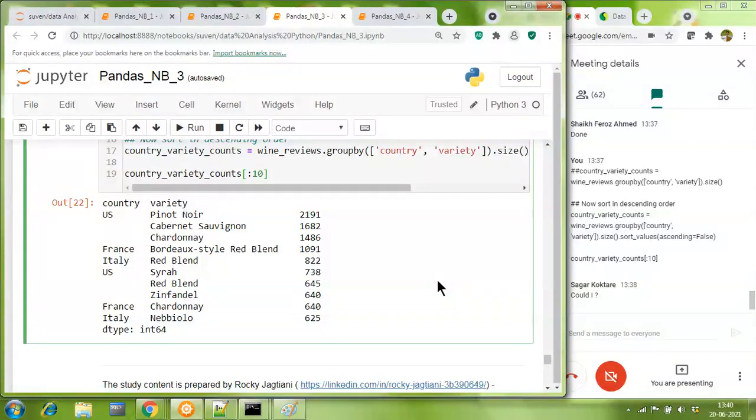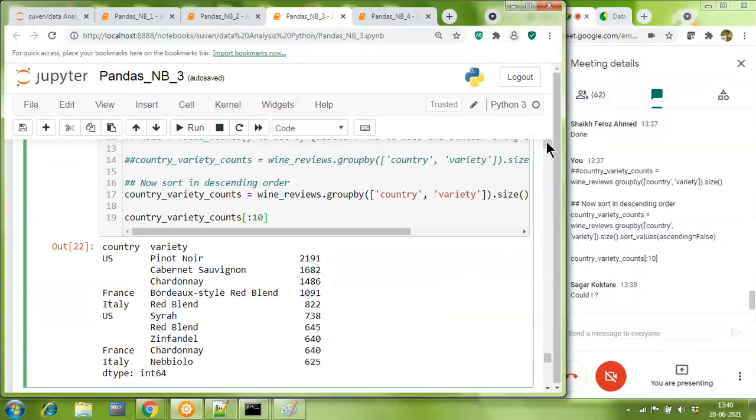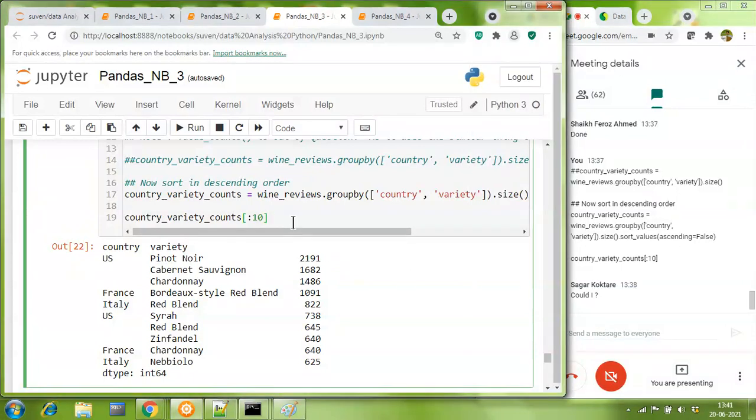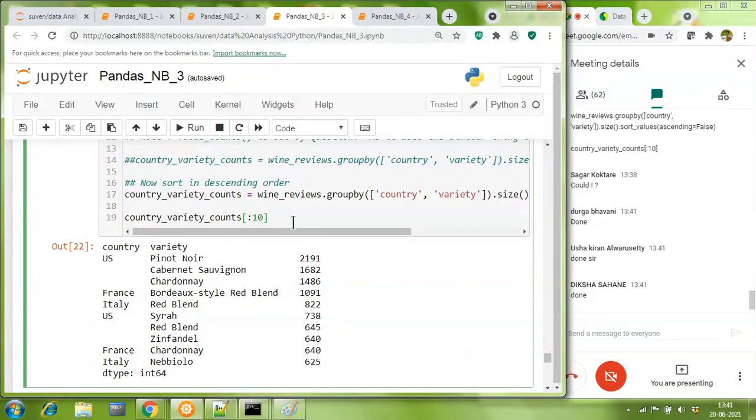Right. So friends, how many of you could run this code and get the output? Please report to me on the chat. How many of you could run this code and get the output? Wow. That's a majority of people who say that they have got the output.